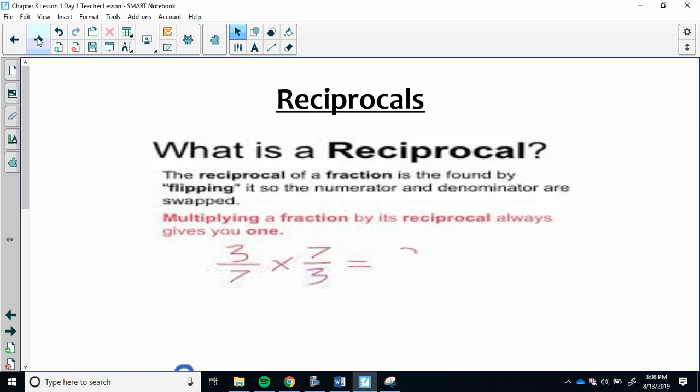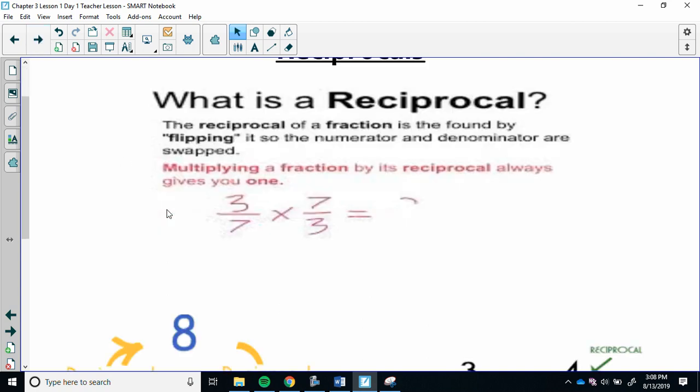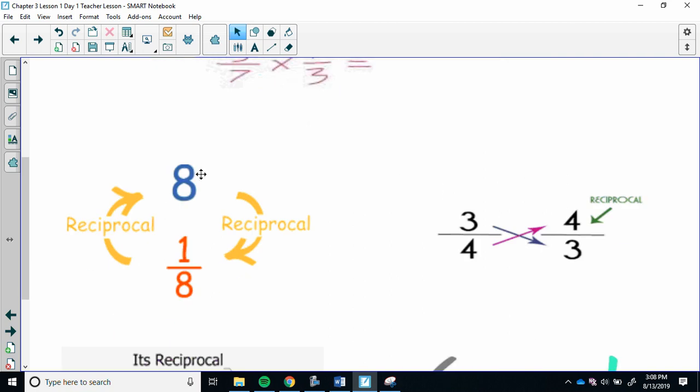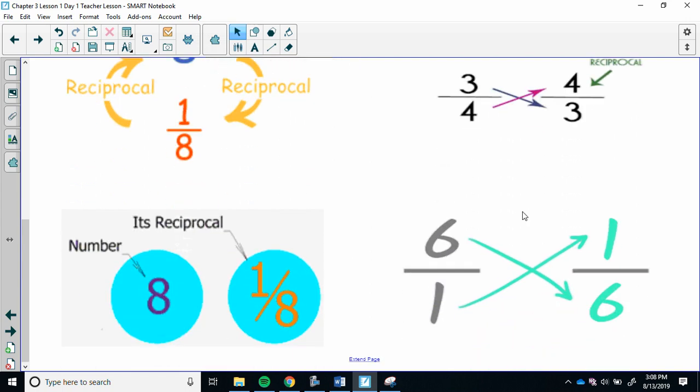First thing we have to understand when we're dividing fractions is what a reciprocal is. The reciprocal of a fraction is found by flipping it, so the numerator and the denominator are swapped. If we have 8, it becomes 1 over 8. 3 over 4 becomes 4 over 3. The numerator becomes the denominator, and the denominator becomes the numerator. So that would be the reciprocal.